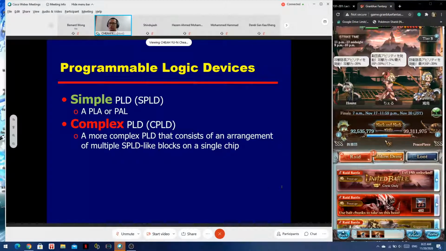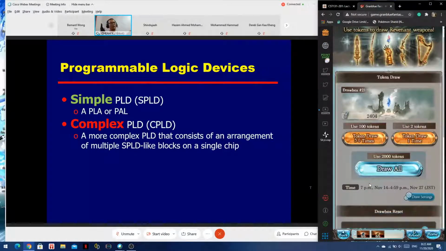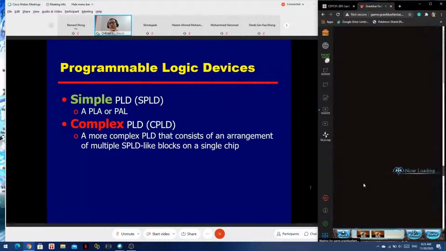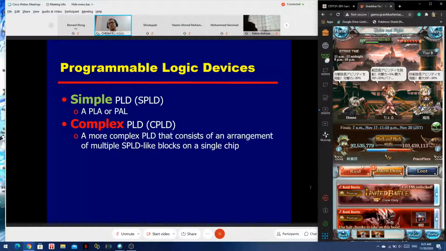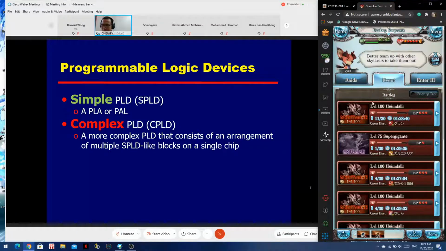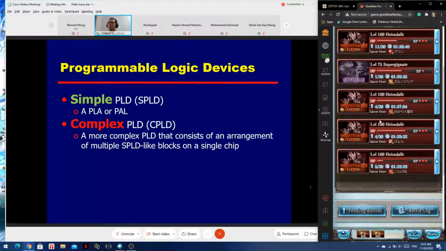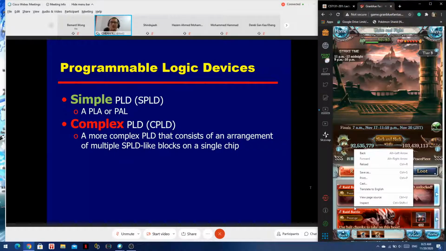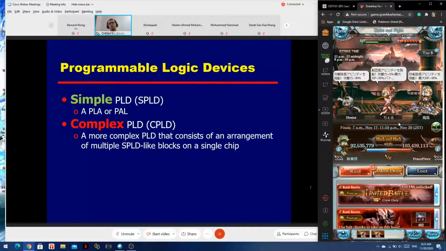Can CPUs be considered a complex PLD? I think not. Why? Because CPUs, the i5, the i7s that you buy, are already fabricated. They cannot be programmed. Whereas complex PLDs are programmable. The P there means programmable. But when you buy a chip for your computer, it's already prefabricated. It cannot be programmed, so it's not considered a PLD at all.